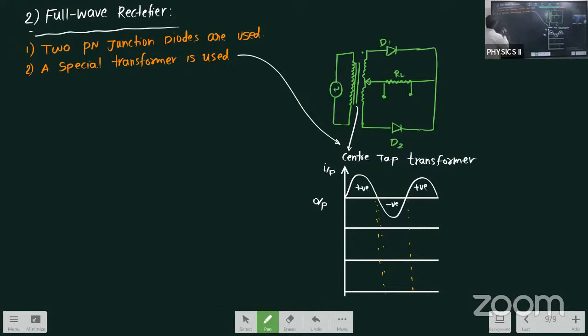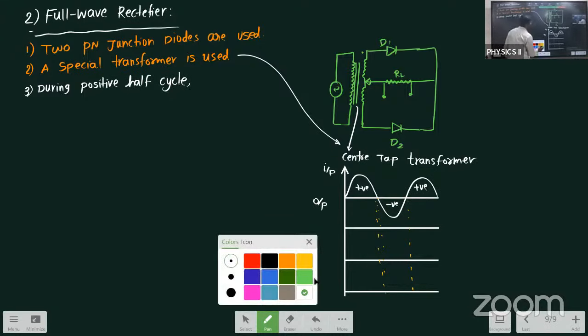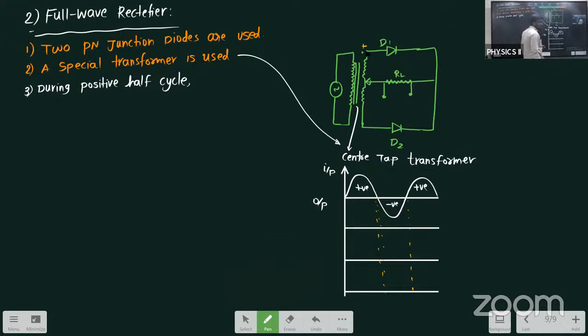See here, next, the third point I am writing. During the positive half cycle, let us see what will happen. Everyone carefully see here. During the positive half cycle, this terminal will become positive and this terminal will become negative. See here, we are getting two loops. This one is becoming positive, this is becoming negative, and here it is becoming positive and here it is becoming negative.